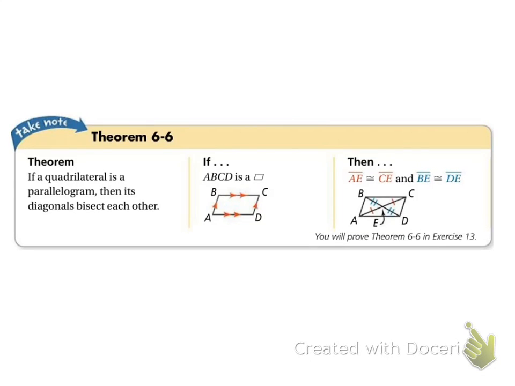This is 6.2b of geometry. Theorem 6.6 says if we have a parallelogram, then the diagonals bisect each other. So this guy here is congruent to this guy here, and this guy here is congruent to this guy here. At the point, they're split in half.